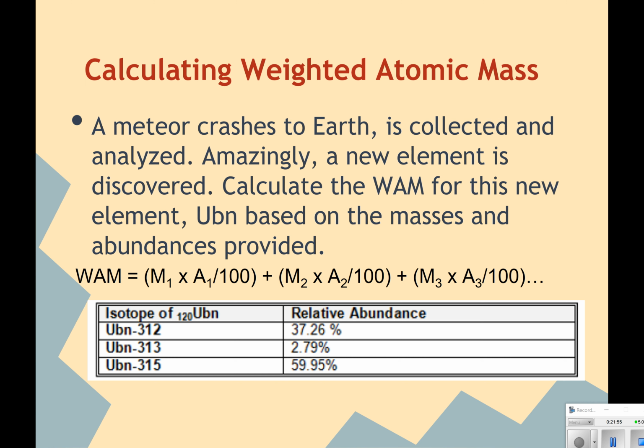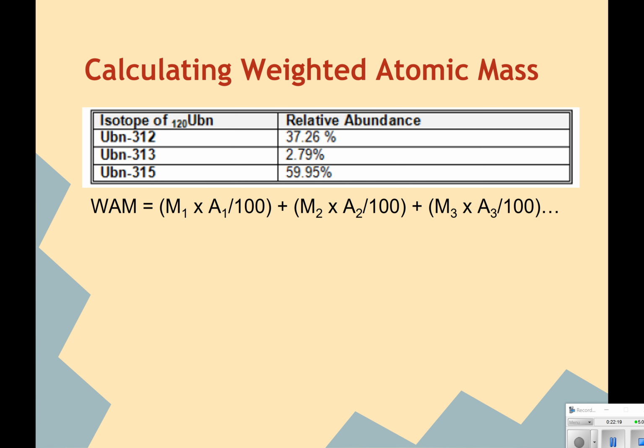Now we'll try another example. Feel free to pause this, try the problem, and check your work. A meteor crashes to Earth, it's collected and analyzed. Amazingly, a new element is discovered. Let's calculate the weighted average mass for this new element, UBN, based on the masses and abundances that are provided. And we're going to use our weighted average mass equation. Now we have 3 different isotopes, 312, 313, and 315. So we're going to plug this in.